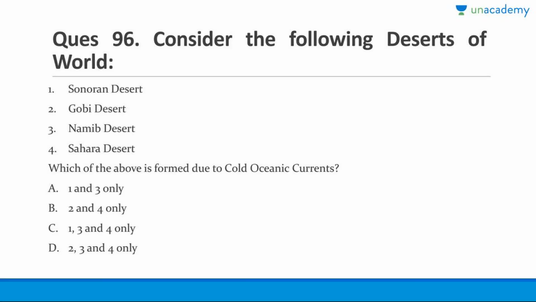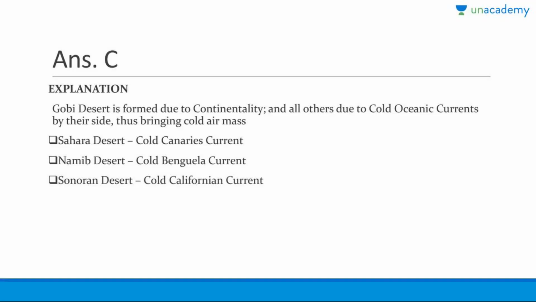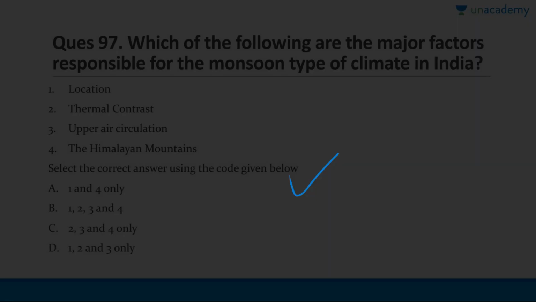Question number 96. Consider the following deserts of the world: Sonoran Desert, Gobi Desert, Namib Desert, and Sahara Desert. Answer here is C, that is 1, 3, 4: Sonoran, Namib, and Sahara. Gobi Desert is formed due to continentality, and all others due to cold oceanic currents by their side, thus bringing cold air mass. Sahara Desert is cold Canaries current. So basically you should remember the currents. Namib Desert is cold Benguela current, and Sonoran Desert is cold Californian current. So these are the currents which go there. So 96 answer is C, that is 1, 3, 4. Gobi Desert has nothing to do with current.